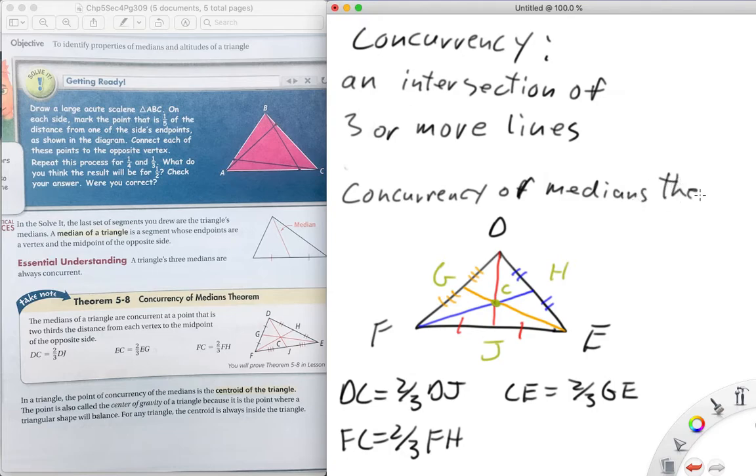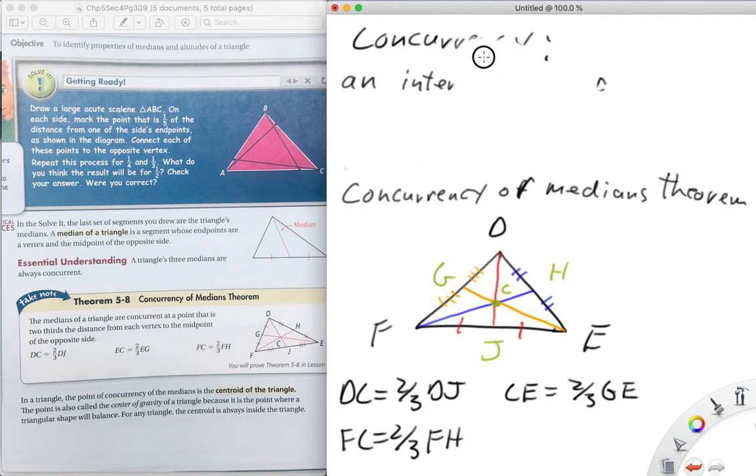Theorem. Okay. The distance from the vertex to the point of concurrency is 2/3 the distance of the vertex to the midpoint of the opposite side. Okay. The point of concurrency of medians is also called a centroid.